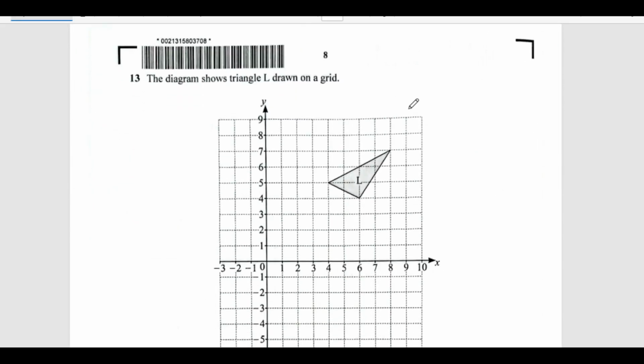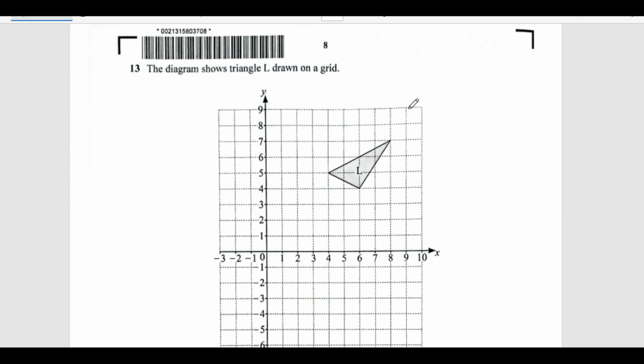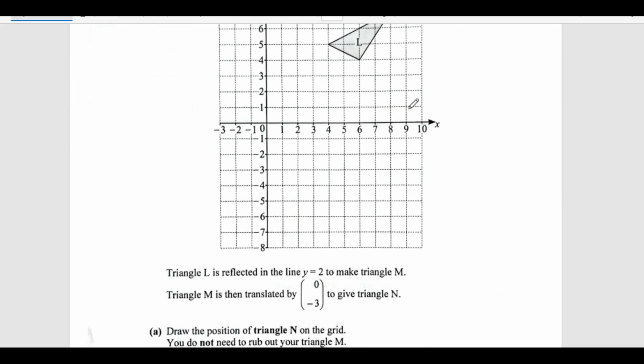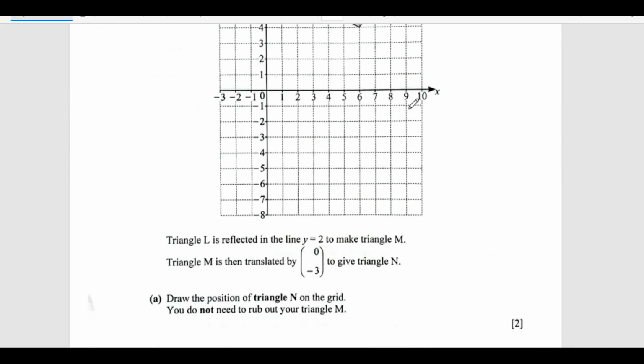The diagram shows triangle L drawn on a grid. The triangle L is reflected in line y equals 2 to make triangle M. Then M is translated by (0, -3) to give triangle N. Draw the position of triangle N on the grid. You do not need to redraw your triangle M.